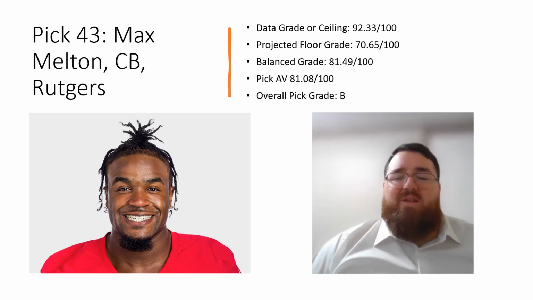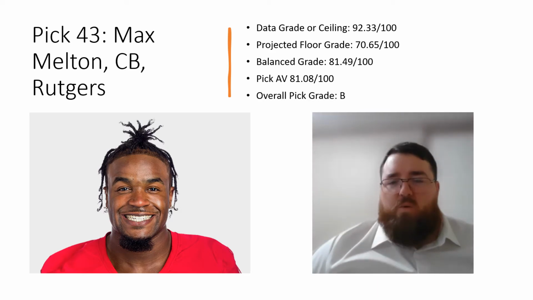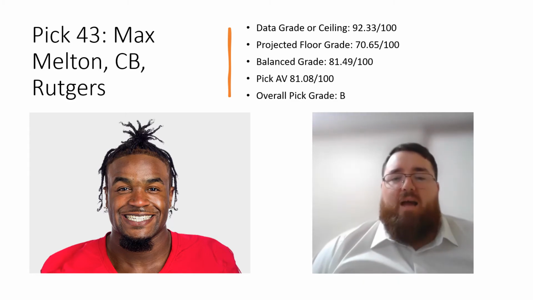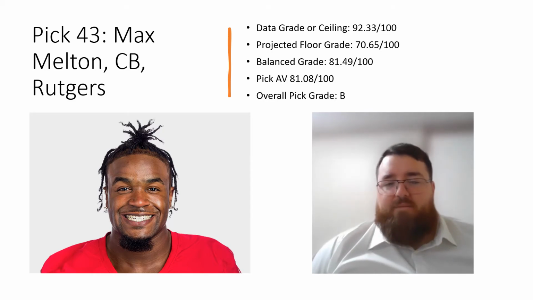Then we get to pick 43, which is Max Melton, cornerback out of Rutgers. His data grade is 92.33 out of 100. His projected floor grade is 70.65 out of 100, with a balanced grade of 84.49 out of 100. And the average AV of where he was selected was 81.08 out of 100. So essentially, they got a prospect who was pretty much in line with what's expected at where he was drafted. The overall pick grade for him would be a B.